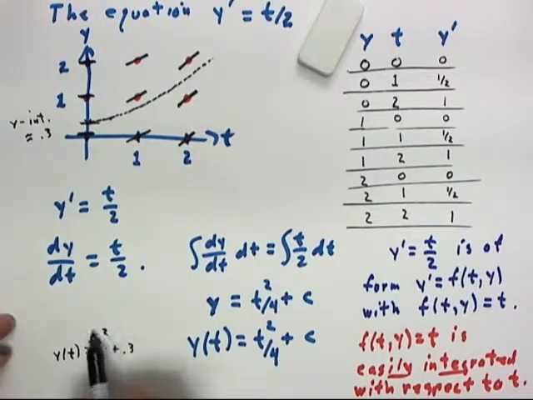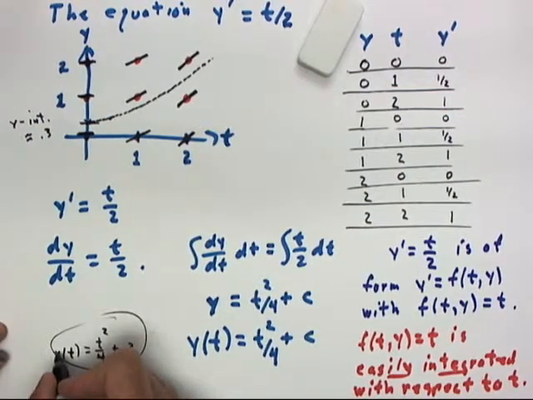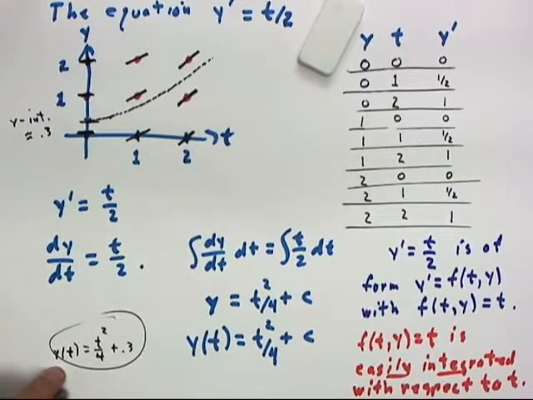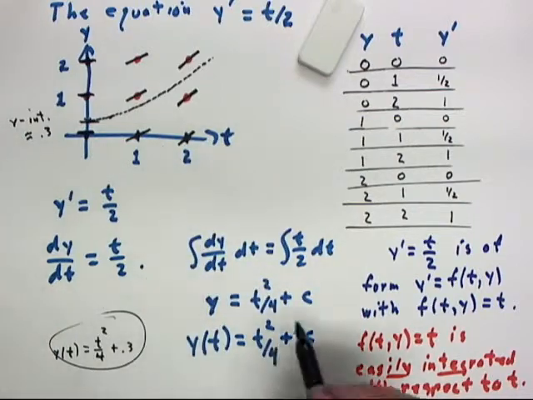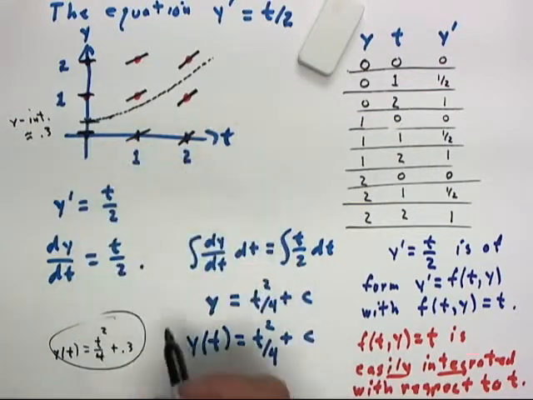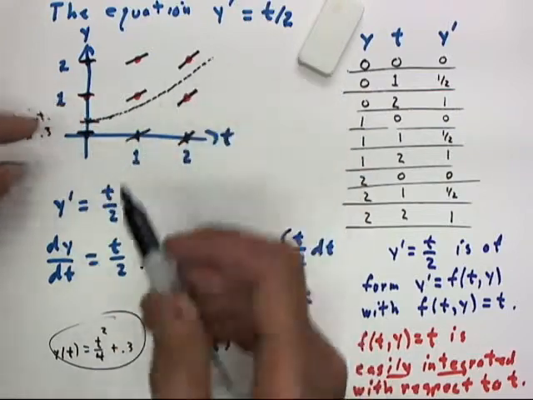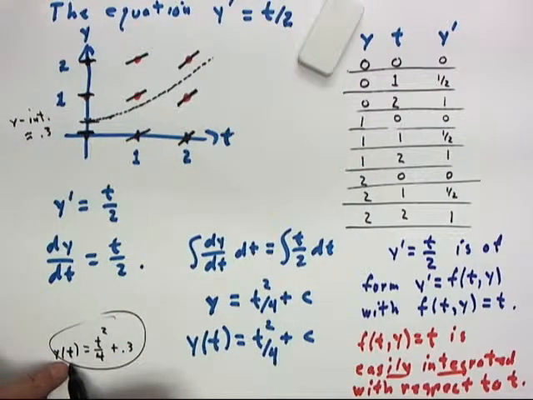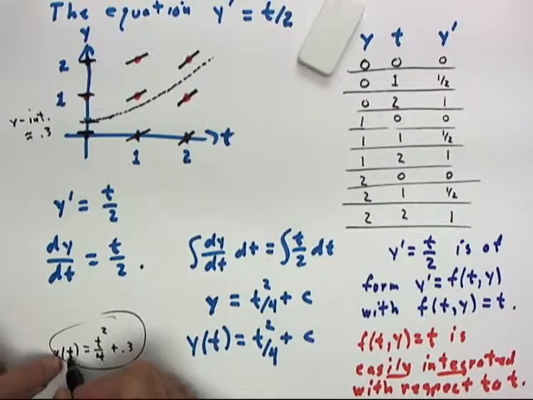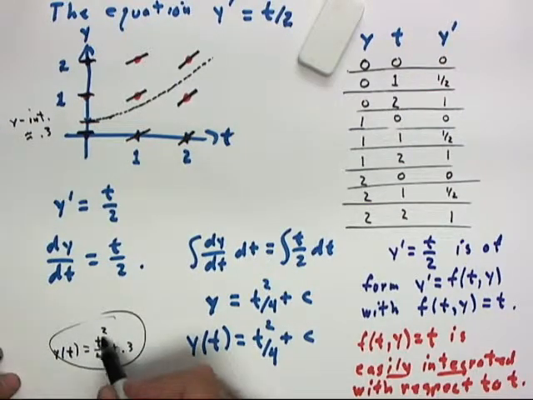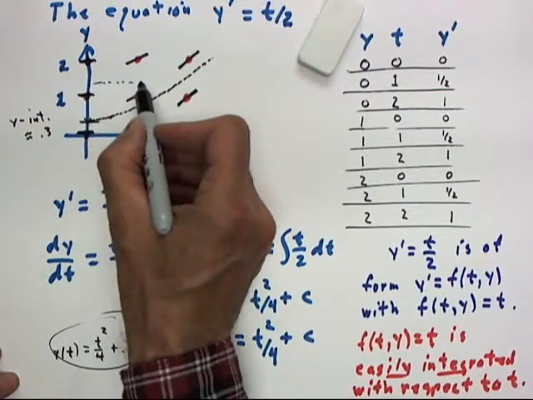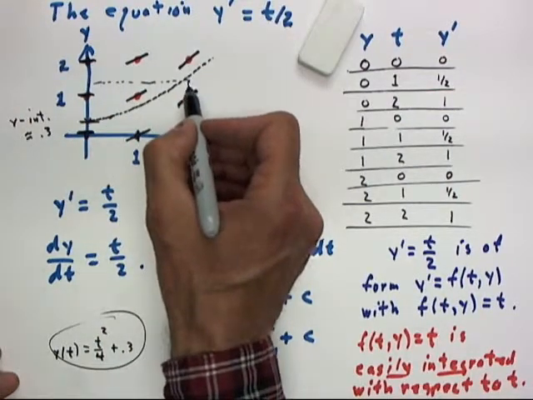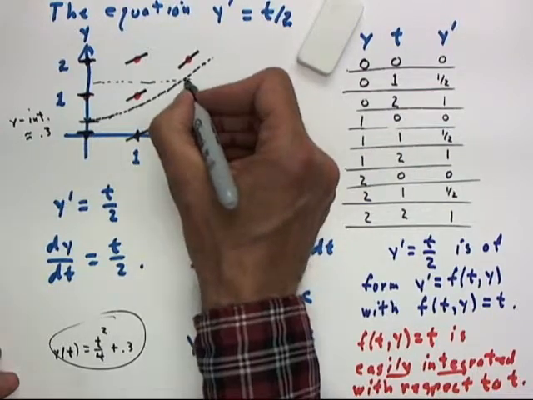Now let's see if this function, y of t equals t squared over 4 plus 0.3, and I just messed up my writing here, is going to be a parabola. It's going to have y-intercept 0.3, and it's going to have an upward curvature. And when t reaches the value 2, then y of t should be 2 squared over 4 plus 0.3. That's 1.3, which means that the curve should ideally go through the point (2, 1.3).